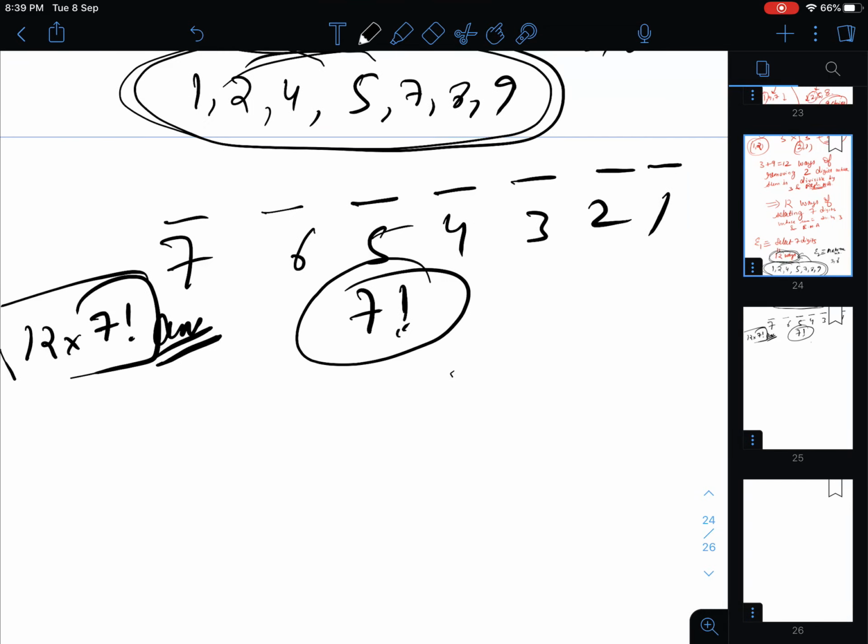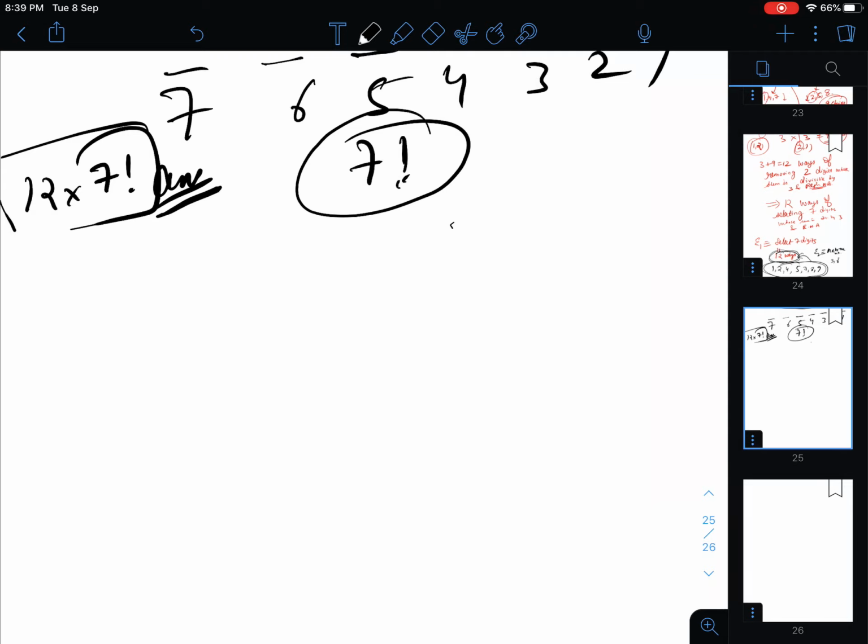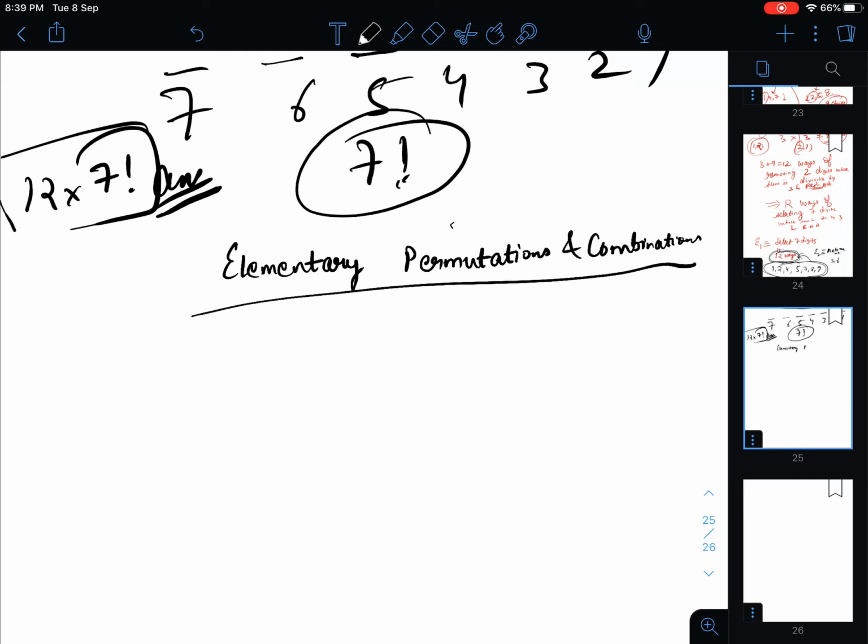So let's move forward. So the next topic is, okay. Now you see point 1, permutation means arrangements.